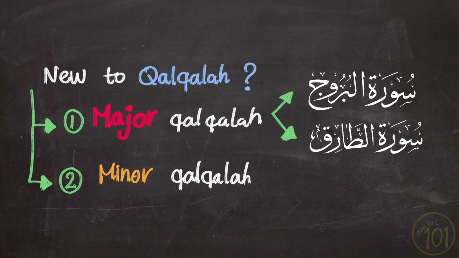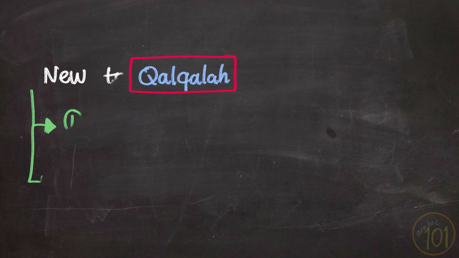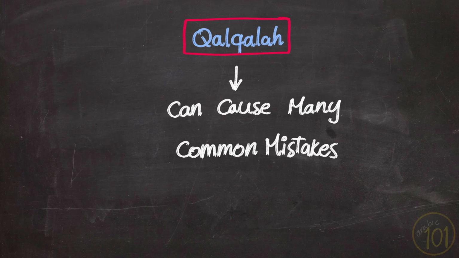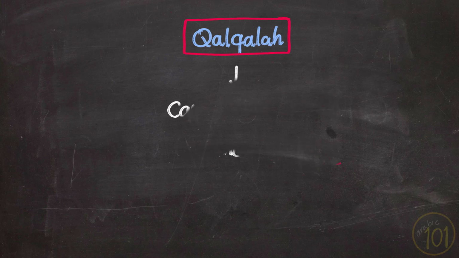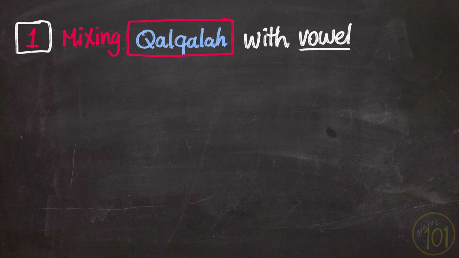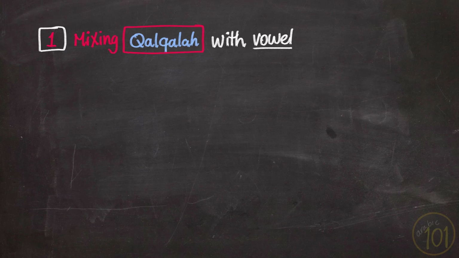And while the concept of qalqalah is not complicated to grasp, it is among one of the main causes for minor and major mistakes when it comes to Tajweed. And so we'll highlight the three most common mistakes for qalqalah. The first and the most common mistake is mixing qalqalah with a vowel sound when it happens in the middle of your speech. We'll first hear the mistake and then the correction.